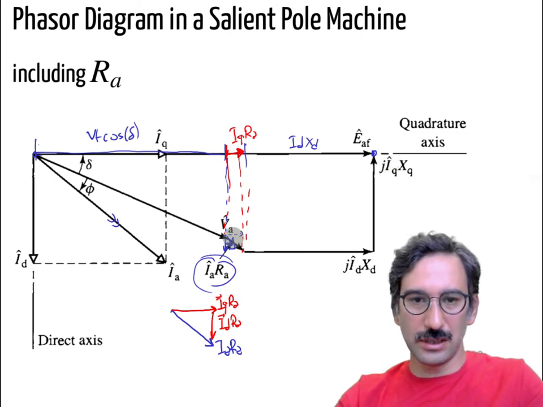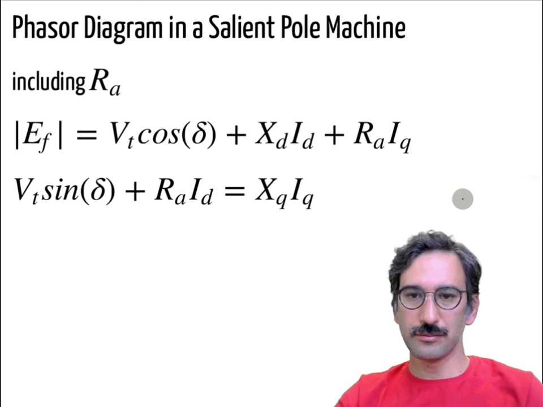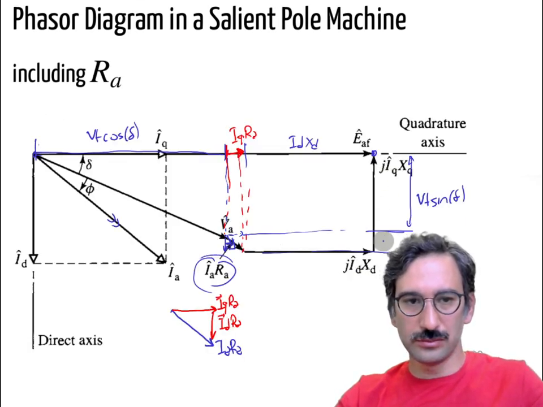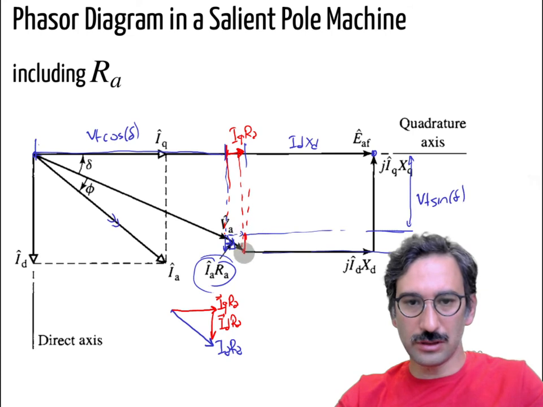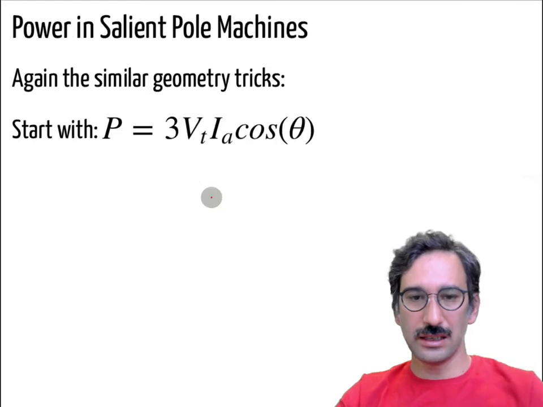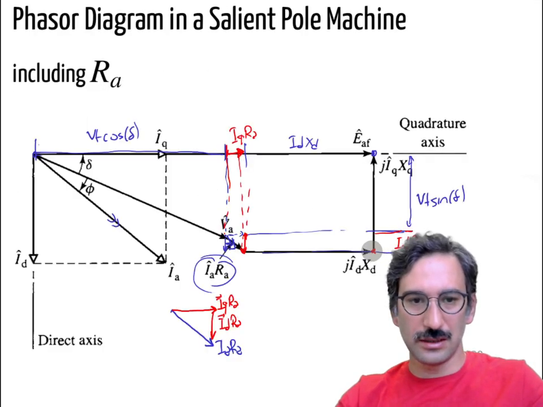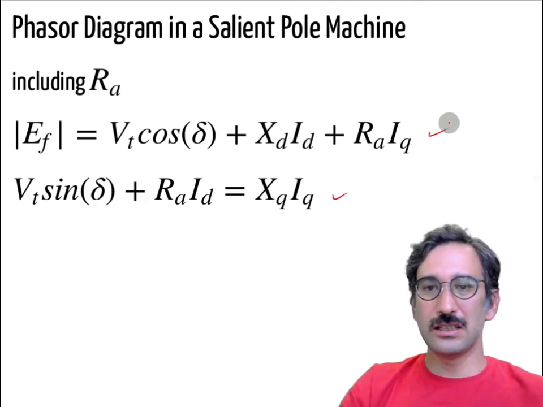Again, similarly you can find those components. That one becomes VT, or VA, sine delta. And there is no ID or IQ component on that one. The vertical component of the resistance drop is ID RA, from here to there. And from the mathematical point of view, that one is equal to IQ XQ. So these are two equations with RA.